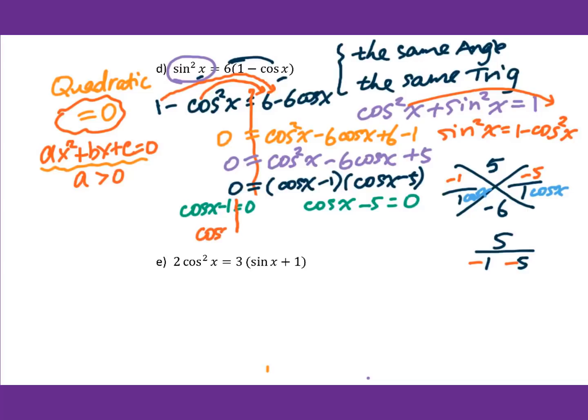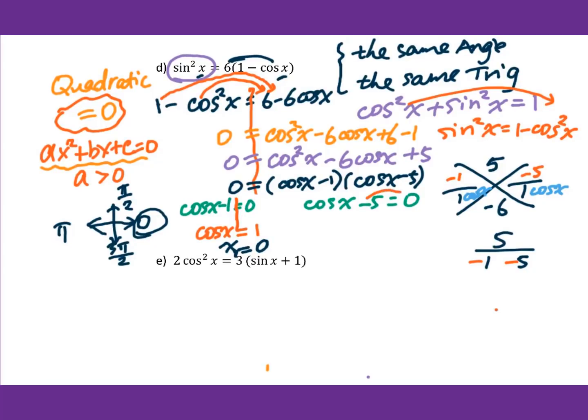Then I got cosine x equal to 1. On the axes, we have 0, pi over 2, and 3 pi over 2. We know cosine 0 equals 1, so that's x equals 0. That's the answer. We put x1.